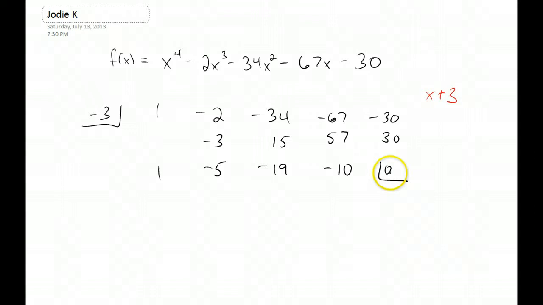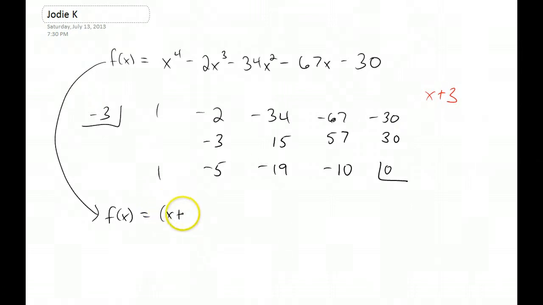And the 0 as the remainder is the key, because now we know that -3 is a 0 of this polynomial. Another way to say that is x plus 3 is a factor of the polynomial. Now, this original function, f of x, can be written as x plus 3, that's the factor that we took out of the polynomial. But what are we left with?